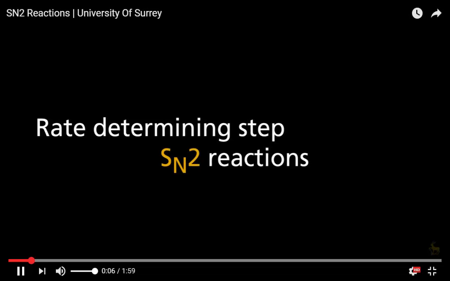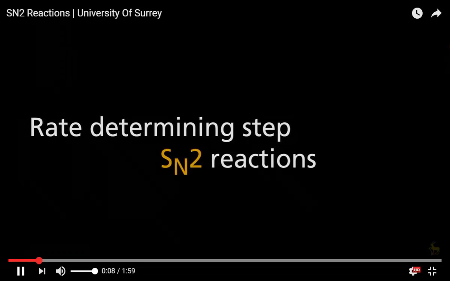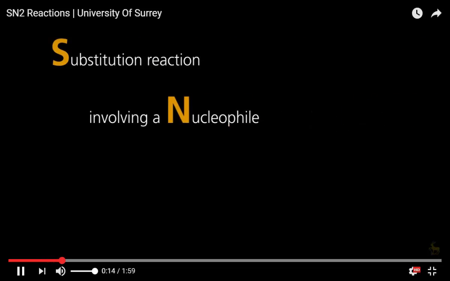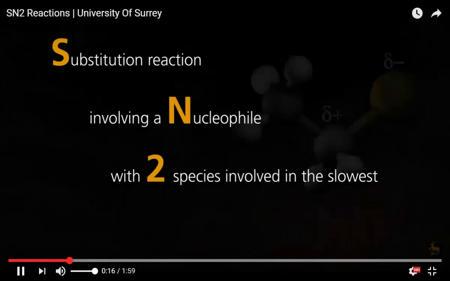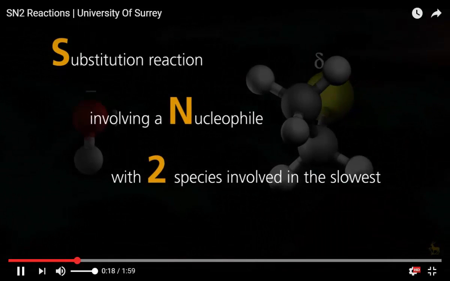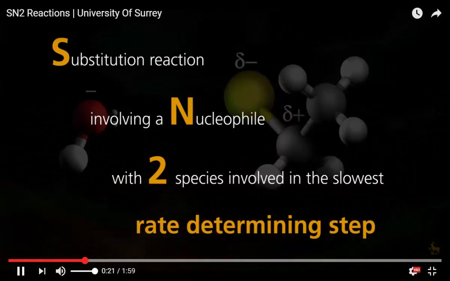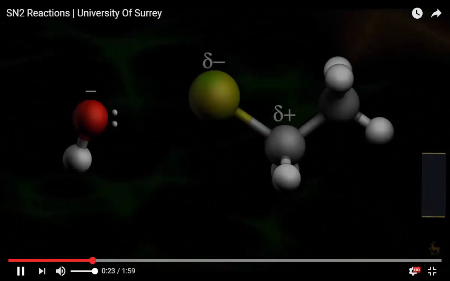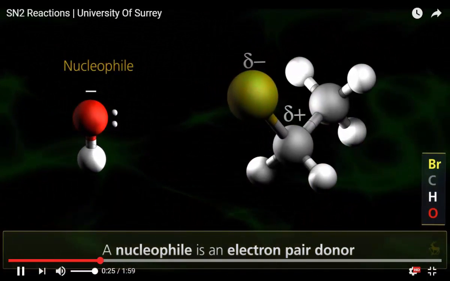Primary halogenoalkanes undergo SN2 reactions, where the S denotes a substitution reaction. The N shows the reaction involves a nucleophile. The 2 is the number of species involved in the slowest rate-determining step. A nucleophile is an electron pair donor.